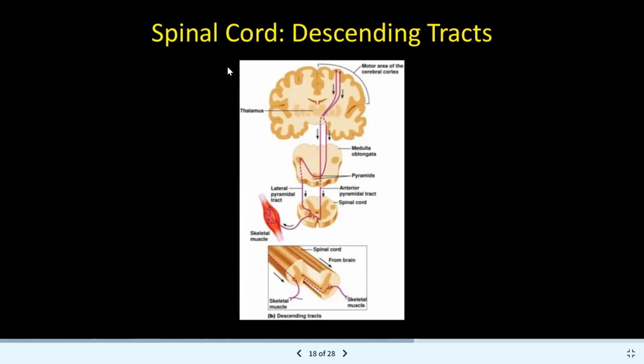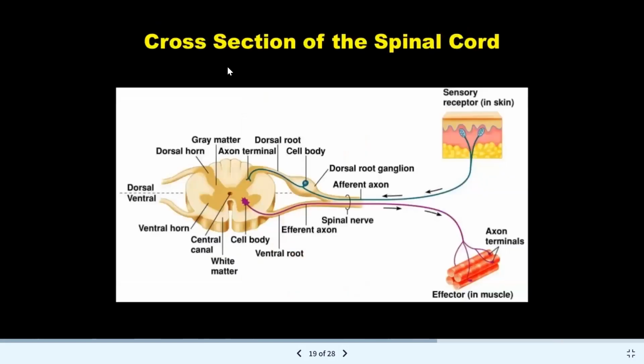Below you can also see structures. Sensory receptors are present in the skin. This is the upper spinal cord, and this is the gray matter, and this is the dorsal horn, axon terminals, dorsal root cell bodies, dorsal root ganglion, and afferent axons. Then spinal nerves, efferent axons, cell bodies, ventral root, central canal, white matter, and ventral horn. So these are the parts of your spinal cord. This is actually the cross section, and you should know about the parts.